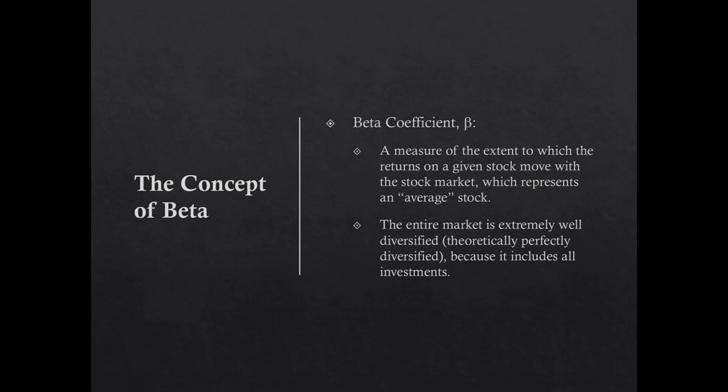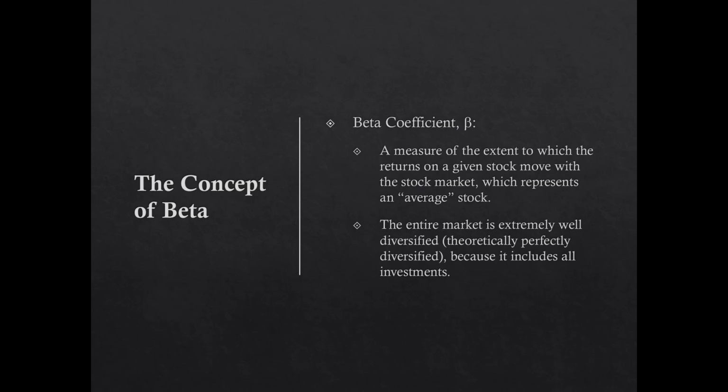When we boil this down, there's a concept called beta, and beta is an analysis of a return on a stock that measures how volatile, or how much and in what direction, a stock moves relative to the overall market over a period of time. So the beta coefficient is the measure of the extent to which returns on a given stock move with the stock market, which represents the average stock going up or down. The entire market is extremely well diversified, and because it includes all investments, it will have a beta of 1.